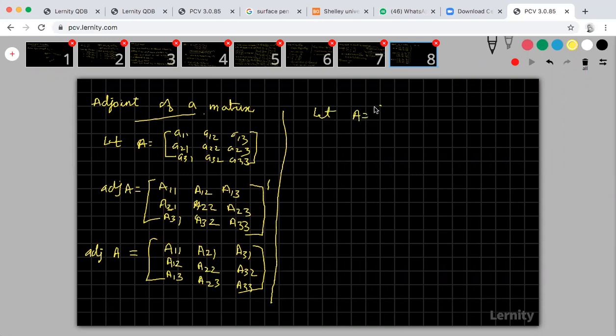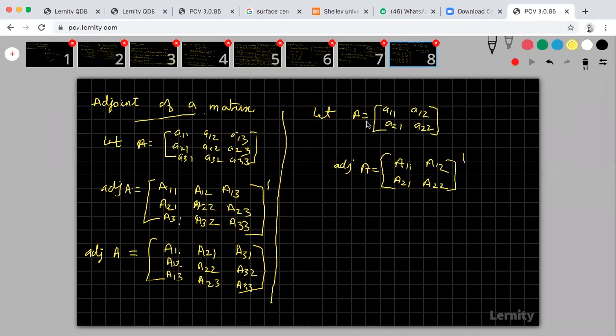Suppose your A is equal to A11, A12, A21, A22. What is the adjoint of A? My adjoint of A is, again, the cofactors A11, A12, A21, A22, and then the transpose. This is the adjoint of A, as usual, by this definition.